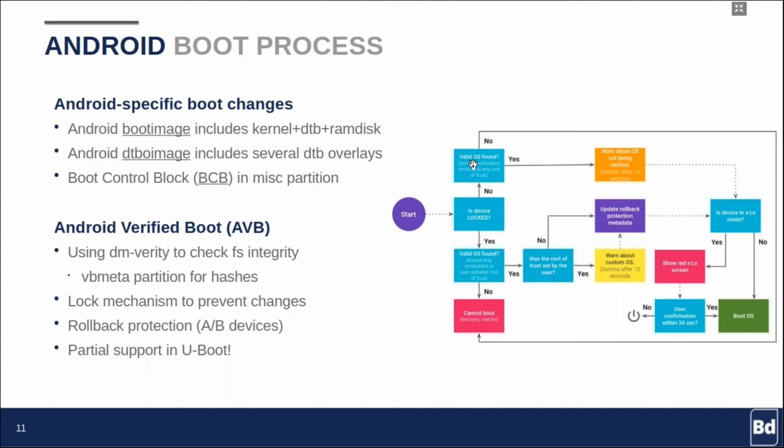And finally, as part of that boot process is the Android Verified Boot, or AVB, which checks the authenticity of the binary that you're loading on your system. So basically, it checks the chain of trust of your system. The way it works is that it uses dm-verity to check the integrity and check the hashes compared to what is inside the specific partition called vbmeta.